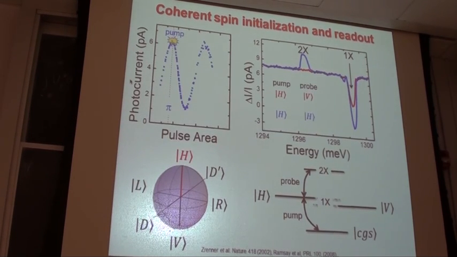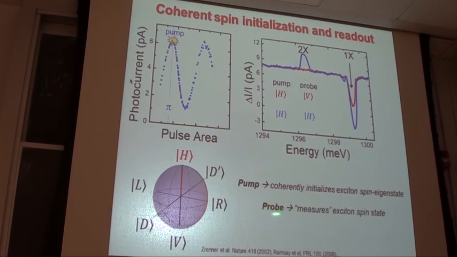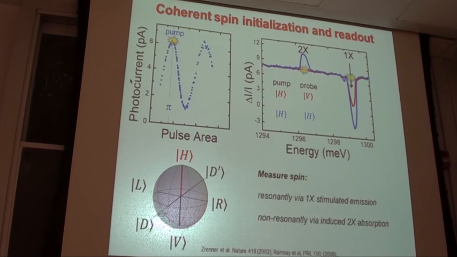Now, so far I've not shown you coherence. I've just shown you maybe populations, measurements of populations in the quantum dot. Let me just summarize. The pump coherently initializes an exciton spin eigenstate. You see nice Rabi oscillations. The probe measures the exciton spin state. I've not proven that to you yet. I've shown you can measure projections, but I've not shown you can measure amplitude and phase. But you can do it either here via the bi-exciton, or you can do it here via the exciton.